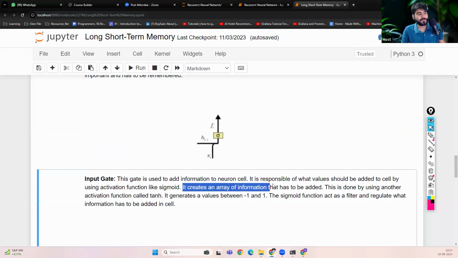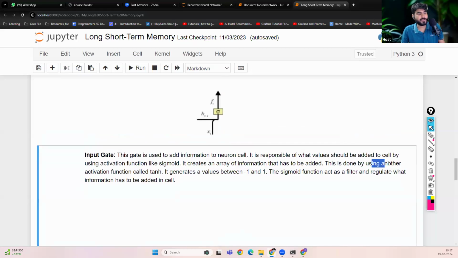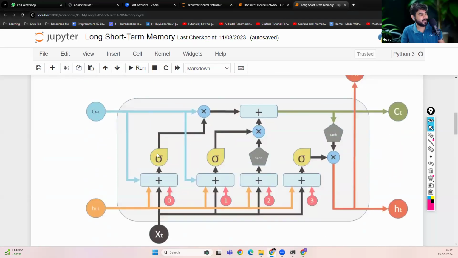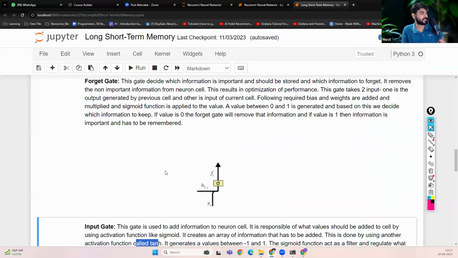It creates an array of the information that has to be added. This is done by using another activation function called the tanh activation function. So in this complete layer, as you can see, we have the sigmoid activation function and the tanh activation function. The first time, whatever data we send goes to our sigmoid activation function, and the next time we can send it to both sigmoid and tanh. As you can see from the arrow, we are sending to both activation functions.